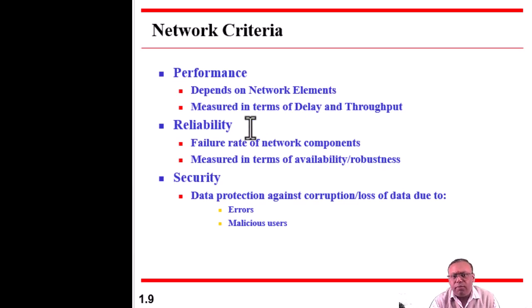The second criterion for a good network is reliability. Reliability we measure in terms of the failure rate of the network. Failure rate means you transfer the data from one place to another 10 times in a day and it is delivered correctly all the time, so your reliability is quite high. When it transfers the data 9 times, then reliability is less. 8 times, then reliability is even less.